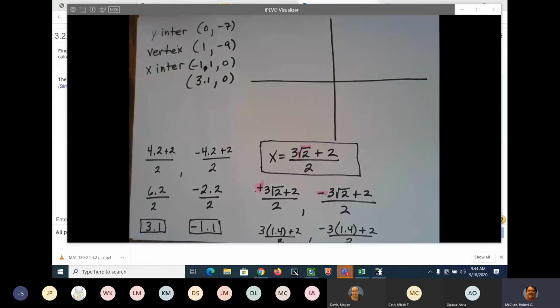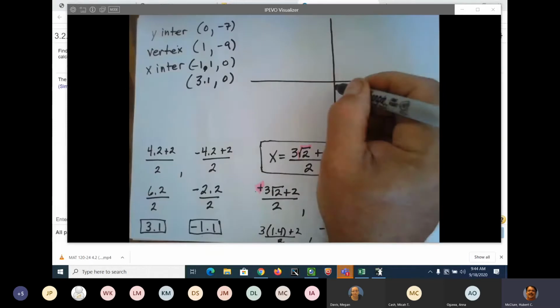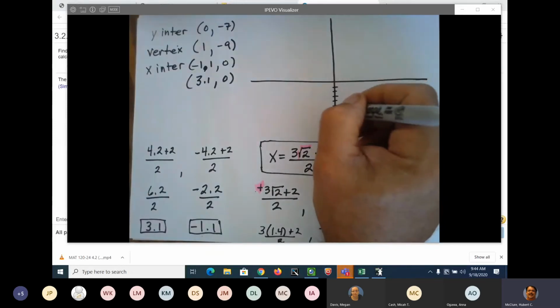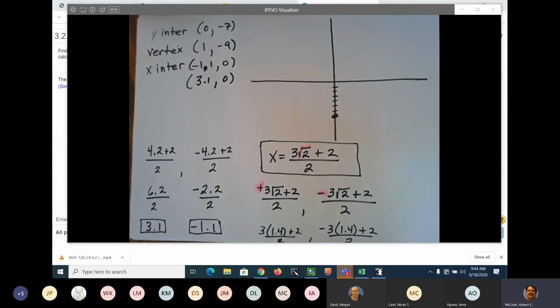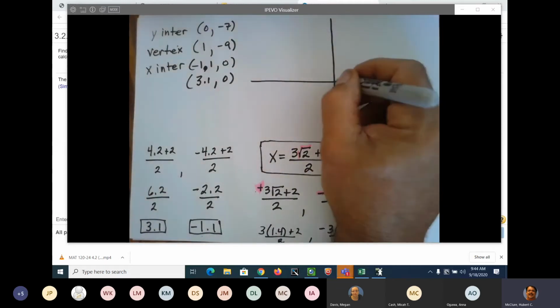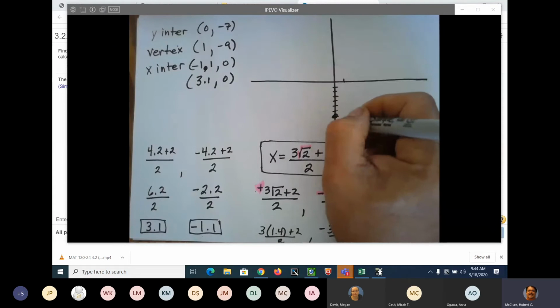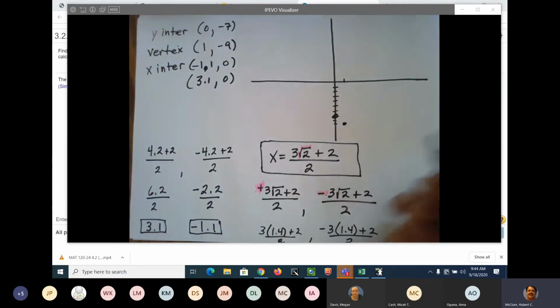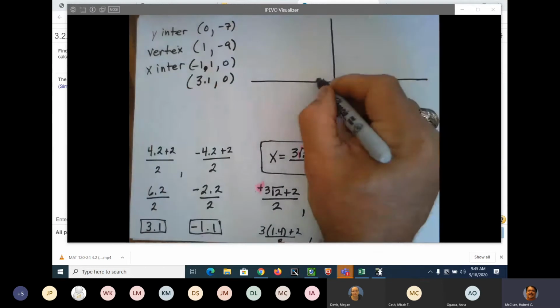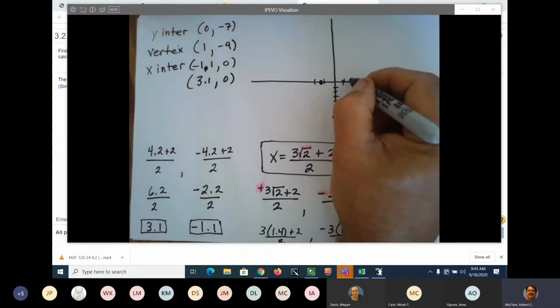Okay, so here we go. Let's go ahead and plot (0, -7). 1, 2, 3, 4, 5, 6, 7. Then (1, -9). And then -1.1 and 3.1.